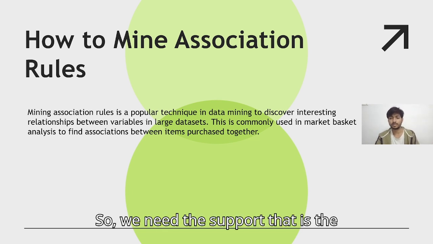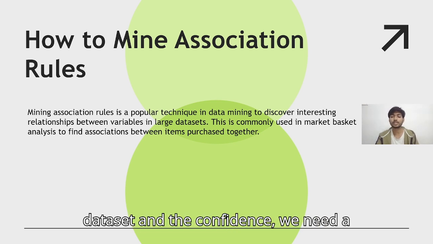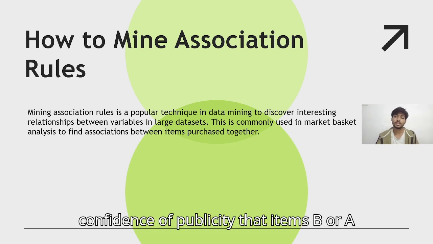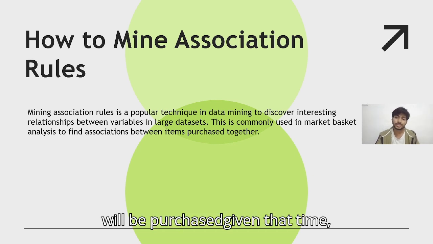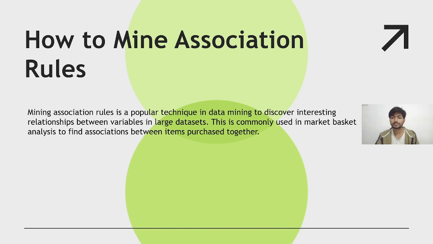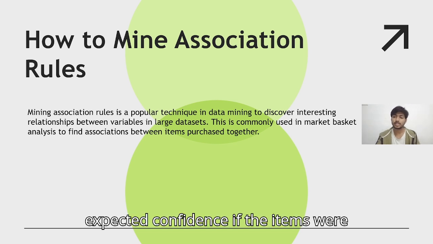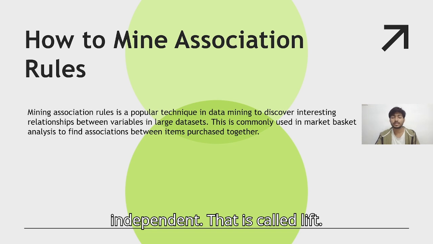So we need a support, that is the frequency of occurrence of an item in a data set, and we need a confidence, the probability that item B will be purchased given that item A is purchased. Then the ratio of the confidence of the rule to the expected confidence if the items were independent, that is called a lift.